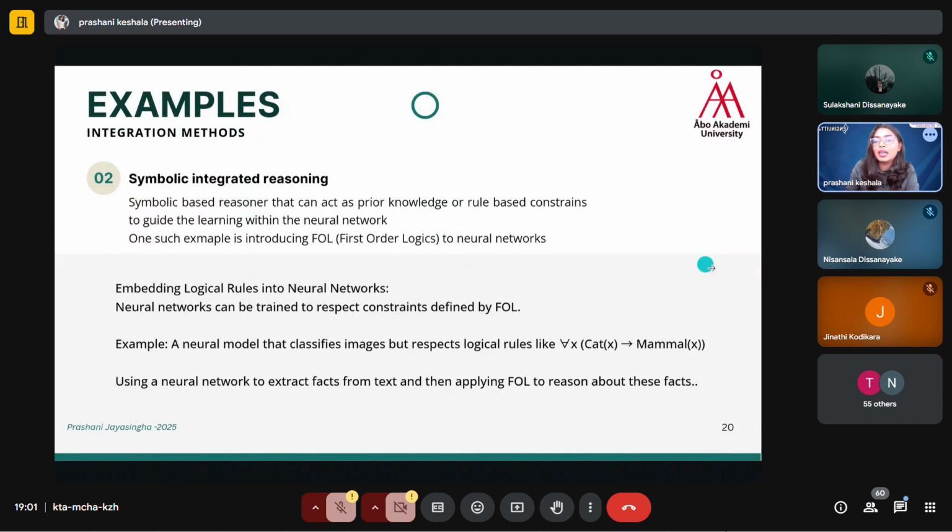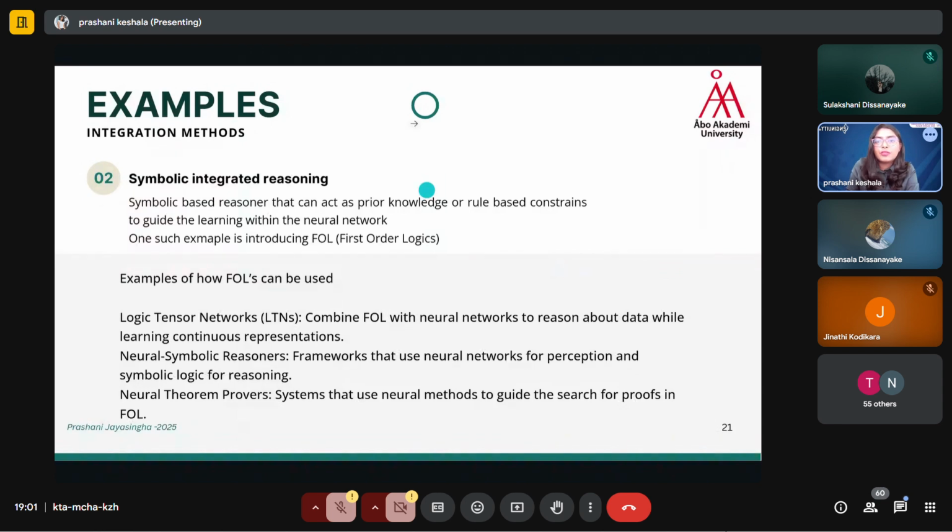So first order logic is really simple, and you can see it now because in the past few years there have been a lot of these models. You have logic tensor networks that combine first order logic with neural networks to reason about data while learning continuous representations. Then you have neuro-symbolic reasoners, which are frameworks that use neural networks for perception and symbolic logic for reasoning. And then you have neural theorem provers, which is a system that uses neural methods to guide the search for proofs in first order logic.